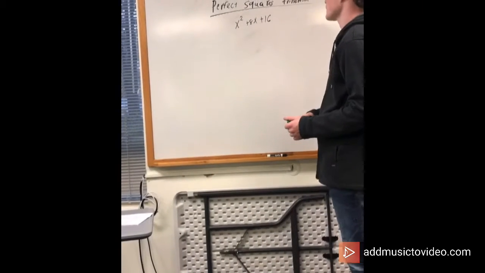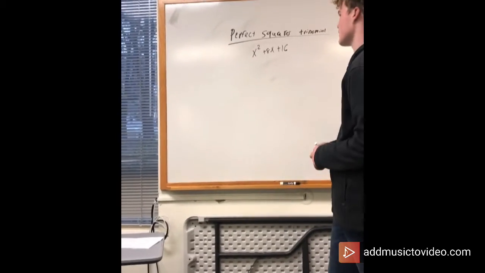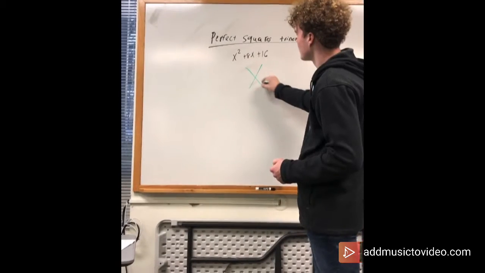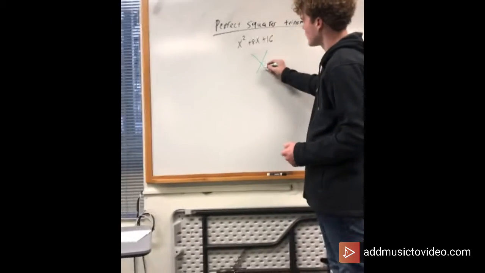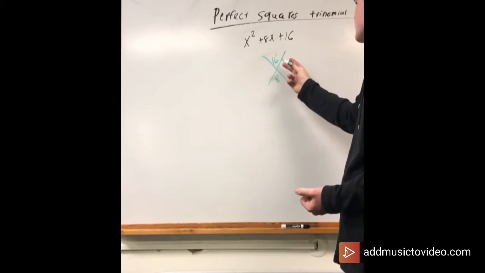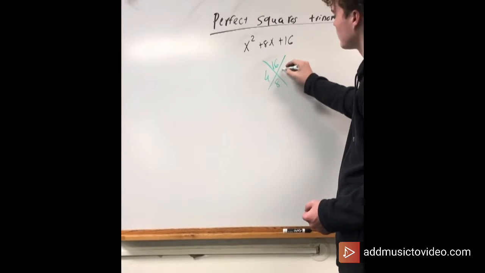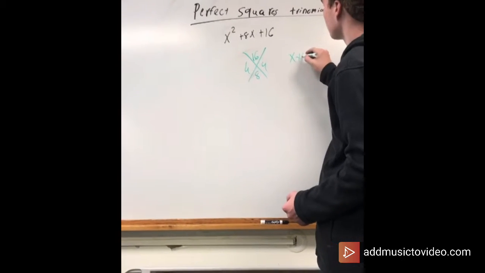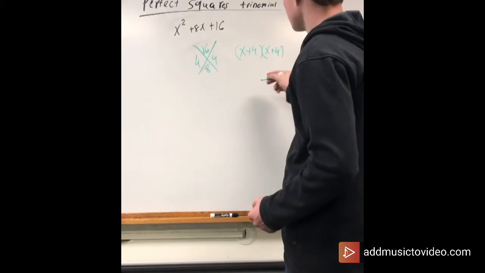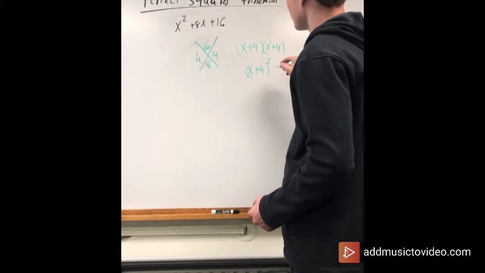To solve a perfect square trinomial, first you would get your equation, which is x squared plus 8x plus 16, and you do the x puzzle, and you would get 8 on the bottom and 16 up here, and you're going to do what multiplies to get 16 and what adds to get 8. So you get 4 and 4, so you would get x plus 4 and x plus 4. Since it's a perfect square, your answer would be x plus 4 in parentheses squared.